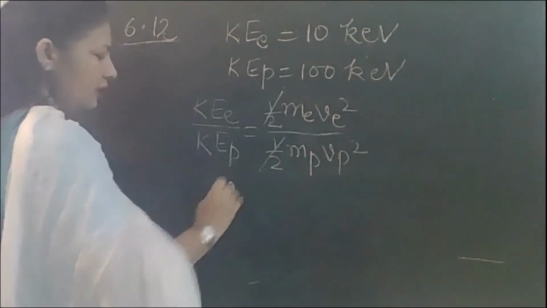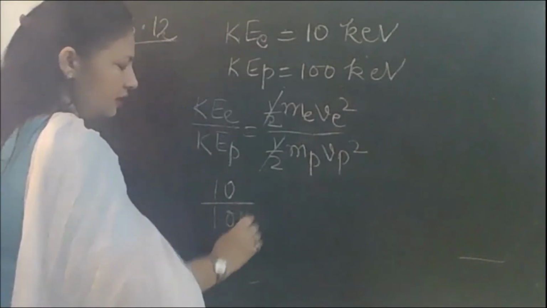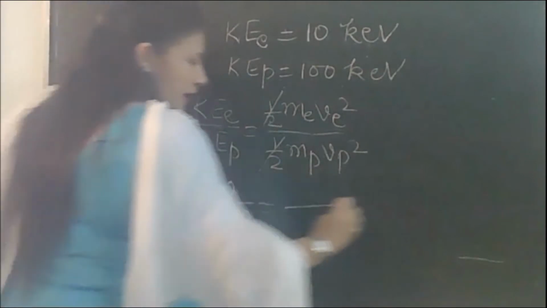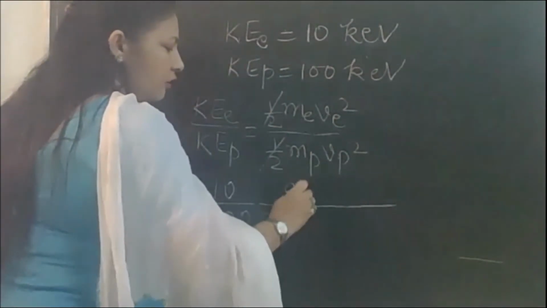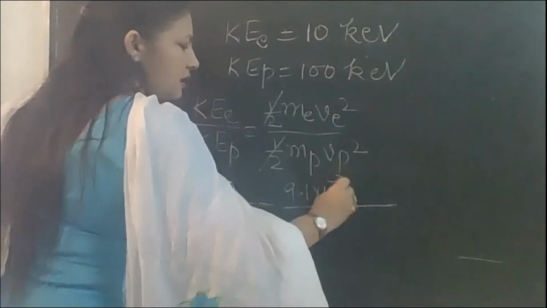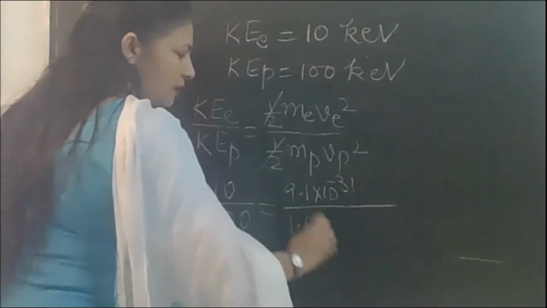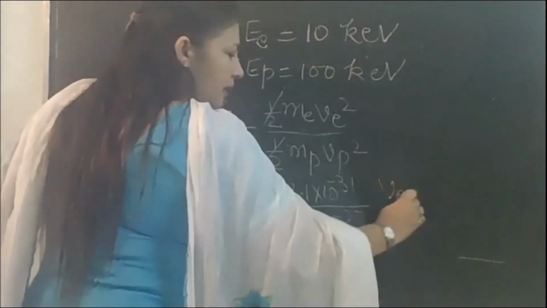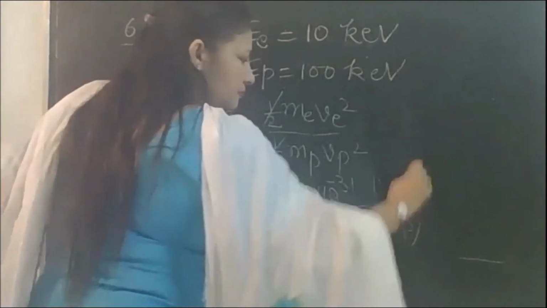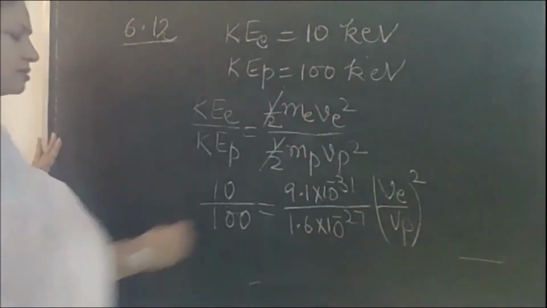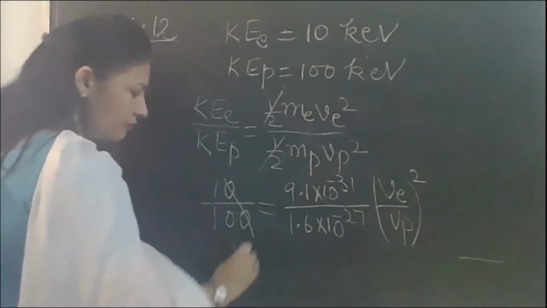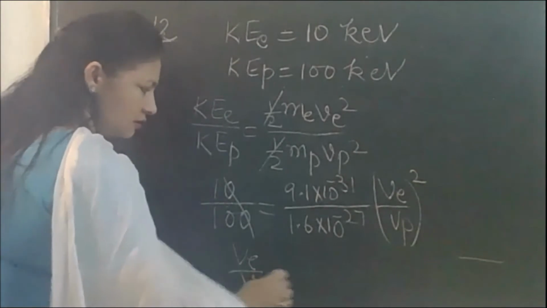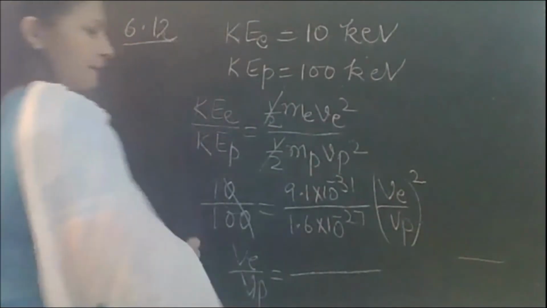Kinetic energy of electron 10 kilo electron volt, proton 100 kilo electron volt. Units are same, so we need not do the conversion here. Right now, we will put the values. Mass of electron 9.1 into 10 raised to power minus 31, and mass of proton 1.6 into 10 raised to power minus 27 kilogram. VE by VP square. So VE by VP can be written as, so solve this. All of you solve this.